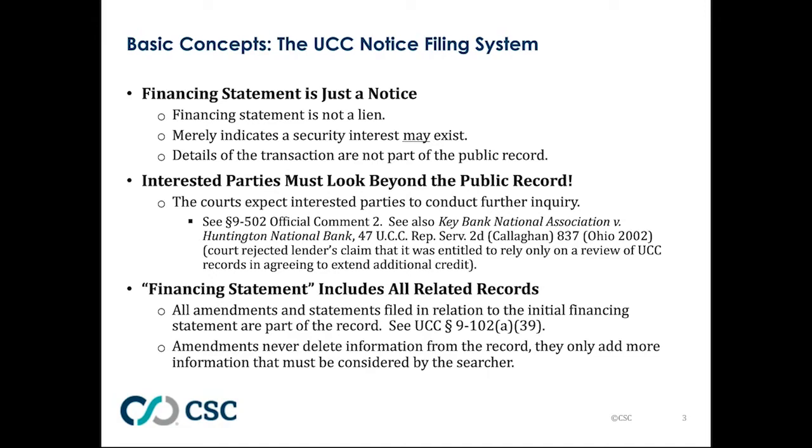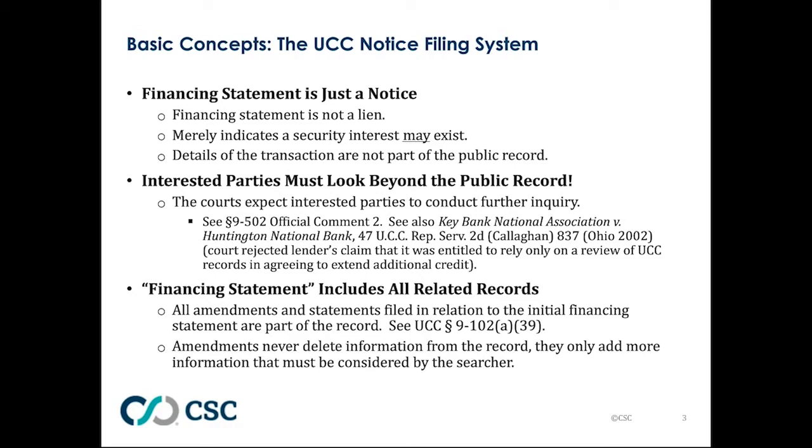And it's also important for a searcher to understand that when they're looking at records and looking at amendments, every record that gets filed always adds to the record. It never deletes anything from the public record. It doesn't delete anything from the index. Even an amendment to delete a debtor name does not delete the name from the index or from the record. All it does is add another record that the searcher must examine as they're determining what really is in the full state of affairs related to that financing statement. So these are some of the basic concepts.